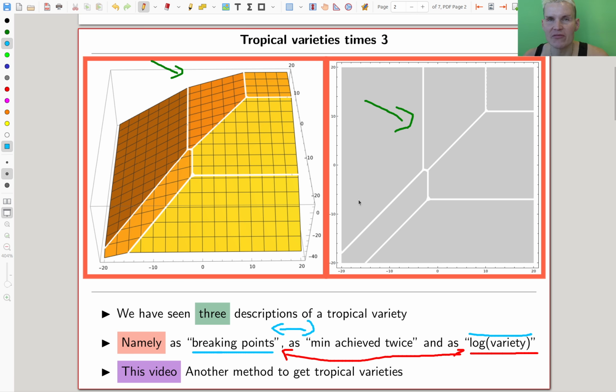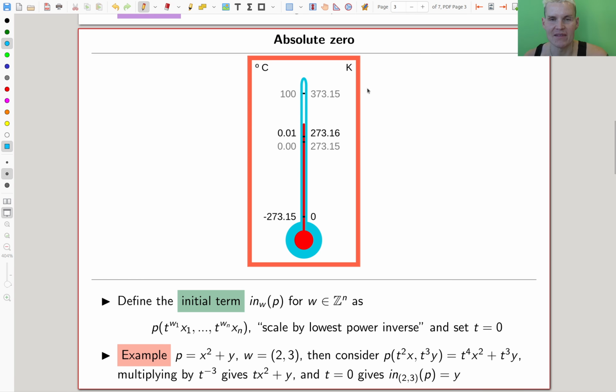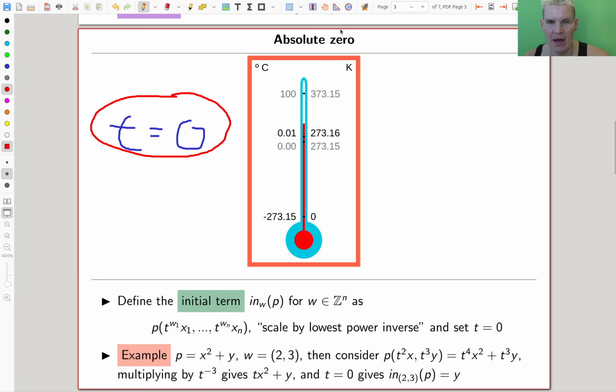Here is another method, which is also nice to have in mind. It's also some form of a temperature zero limit of algebraic geometry. Let's see what that means. Absolute zero is the thing you never really obtain, but you can get arbitrarily close: t equals 0, temperature is 0. Okay, so we define the initial term. You have some weight vector, and the powers of the t. I will throw in a parameter t and then specialize t to 0. That's the idea, kind of the absolute 0.